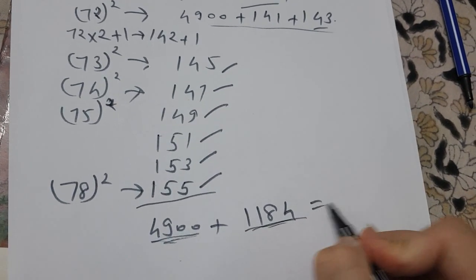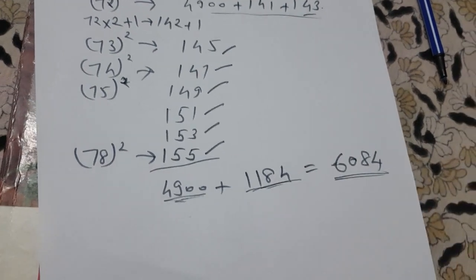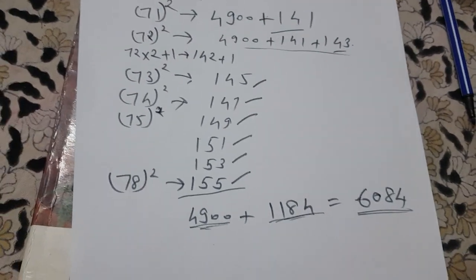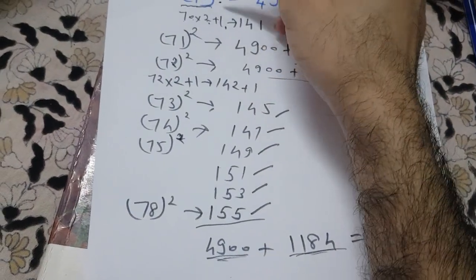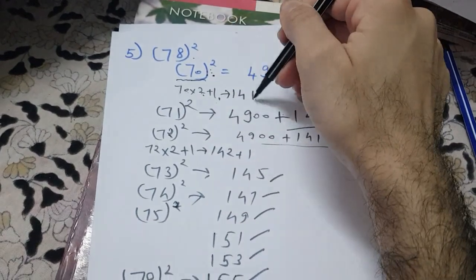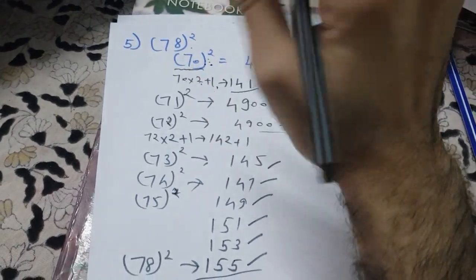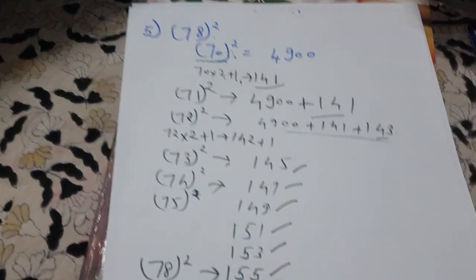And if you add all these, then you get the answer 6084. This is the answer. This is not difficult. The only thing is that if you are taking 78, just use 70 square, and then for getting 71 you just need to multiply this by 2 and then add plus 1. Whatever number it is, you just need to multiply by 2 and add plus 1, so that will be added to get the next square of any number.